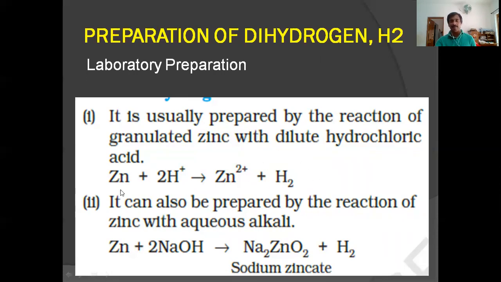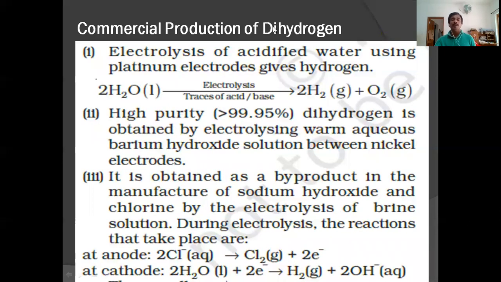Hydrogen is liberated. It can also be prepared by the reaction of zinc with aqueous alkali. Zinc reacts with alkali like acids. For example, zinc with NaOH forms Na2ZnO2, sodium zincate, plus H2. Hydrogen is liberated. Now, commercially, how can you prepare hydrogen?